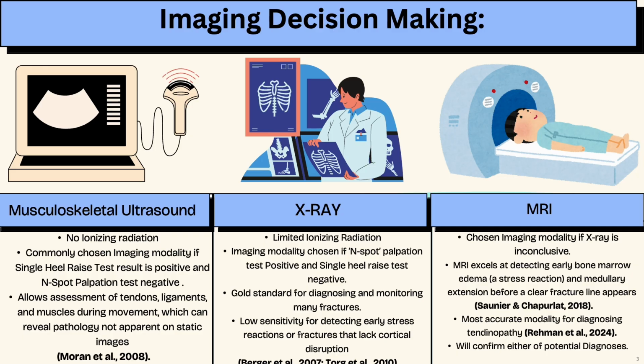Ultrasound has no ionizing radiation, is readily available, and provides a real-time assessment of soft tissue structures, including the tibialis posterior tendon. It allows us to evaluate the degree of tendinopathy, detect partial tears, or observe thickening of the tendon, all common in overuse injuries.